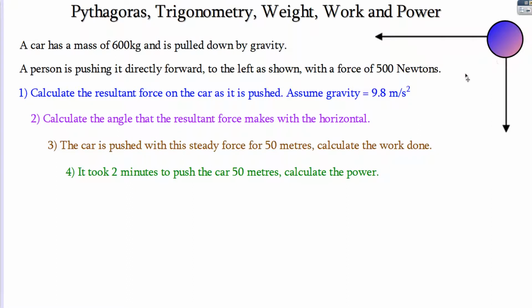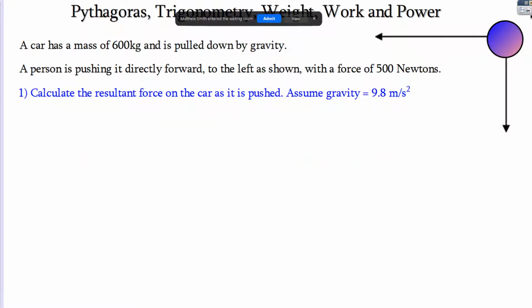Calculate the angle that force makes, the resultant force makes with the horizontal. So it'll be a little angle up here. Then the car is pushed with that steady force, the pushing force, to the left as we see it. It's pushed with that force for 50 meters. Calculate the work done. So work done's force times distance, of course. And then it took 2 minutes to push the car 50 meters. Calculate the power. And power is work done over time, when time is in seconds. So we'll just do the first bit first.